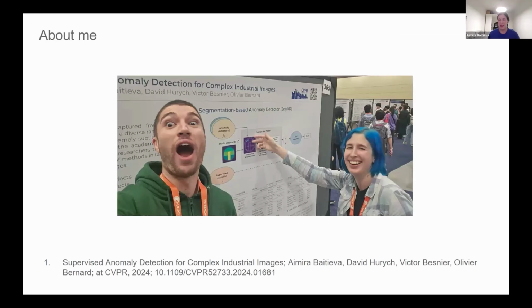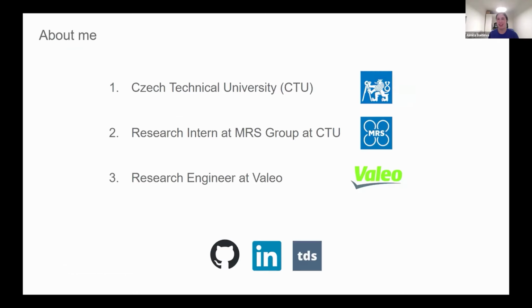I will start with the About Me section. This is a photo with our poster for another paper from CVPR 24. I am on the right, and I'm afraid I was not that good at that meme, but my co-author nailed it. I studied at Czech Technical University, and during my studies I was working as a research intern at the drone lab at the university. But compared, I think, to the rest of the talks, this talk won't be about robotics. Currently, I work as a research engineer at Valeo, and for context, Valeo produces different car parts, and that's why we will discuss automatic visual inspection. You can find me using my name on the platforms below.